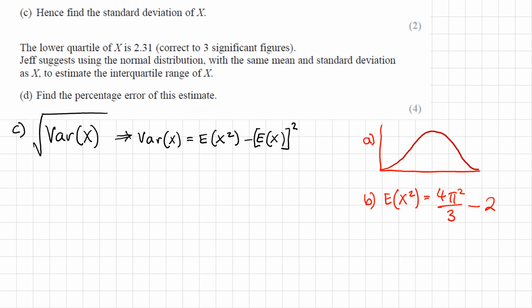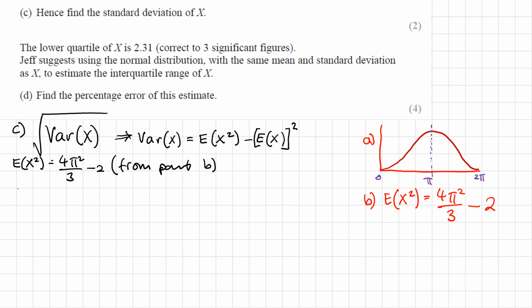Now because we've got a sketch of the graph, if the graph is symmetrical, we can find the mean by symmetry, and this is symmetrical because it came from the graph of cos, and because we've got 0 and 2 pi here, by symmetry we can say that E of x is pi. Right, so E of x squared is equal to 4 pi squared over 3 minus 2. Okay, so that was from part B.